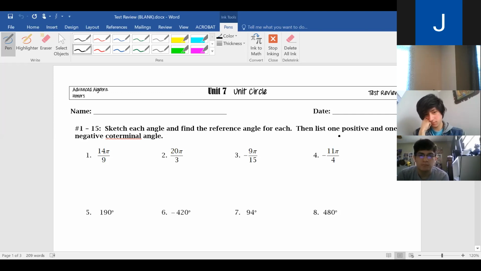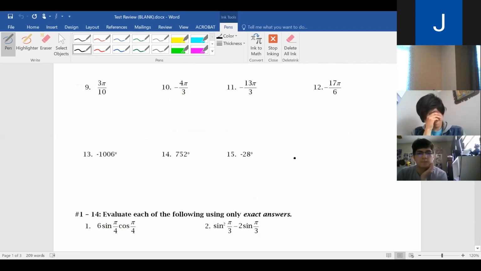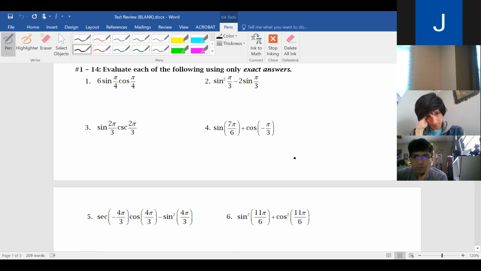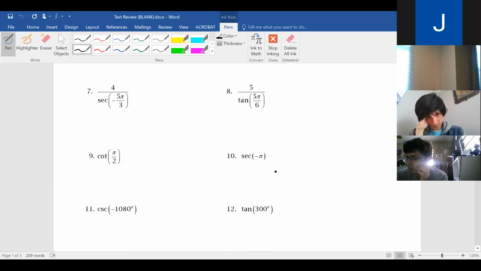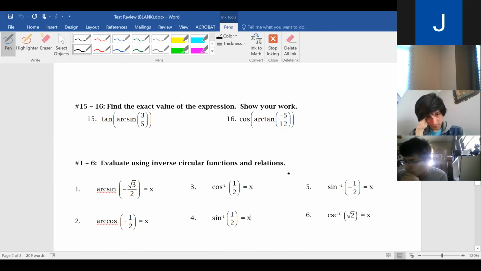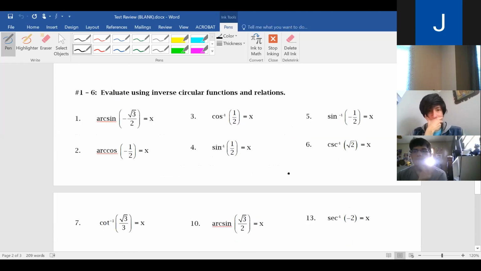So finding a reference angle, finding a positive coterminal and a negative coterminal angle, whether it's from radians or degrees, both are on there. Evaluating. Just like the 15 questions that you have today as that opener, there's a portion, probably about 6 or 7 of those, that are some type of evaluating. Within it, there are the inverse questions. There are 4 or 5 inverse questions.